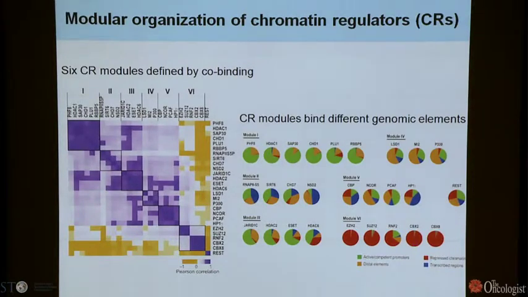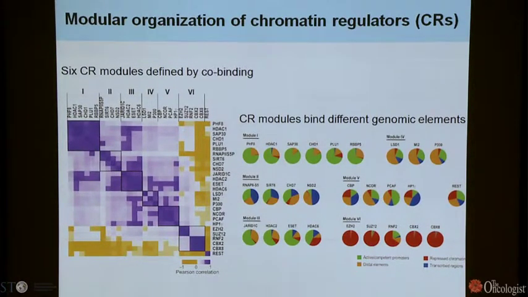So this is just a list of some of the regulators. You'll recognize many of your histone deacetylases, some of the proteins that bind to the methyl groups, polycomb regulators, P300, and so on. What was striking was that virtually every single one of the regulators that we studied co-bound with other regulators in particular combinations.